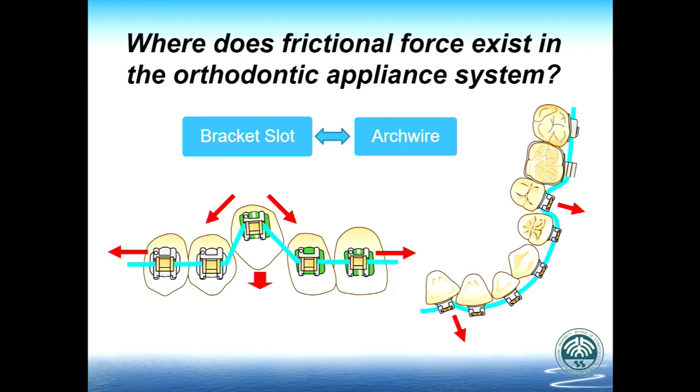Let's think, where does frictional force exist in the orthodontic appliance system? It's true, we move the tooth, but how do we move the tooth? We use the bracket and the wire. So the friction exists between the archwire and the bracket slots. This shows the different tooth movement orders, first order and second order.